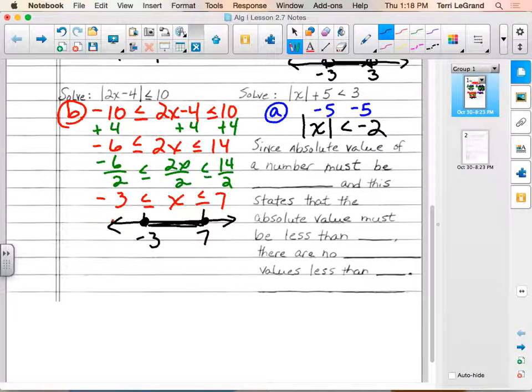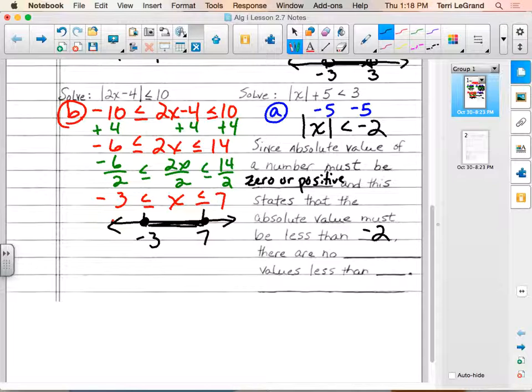No solution. Are there any numbers less than -2 that have distance? No. Or can be claimed as distance? I mean, they have distance, but can they be claimed as distance? Do we have negative distance? No, we don't. So since absolute value of a number must be 0 or positive, if you're talking about distance, absolute value is distance, it has to be 0 or positive, and this states that the absolute value must be less than -2. Well, that's not positive, that's not 0.